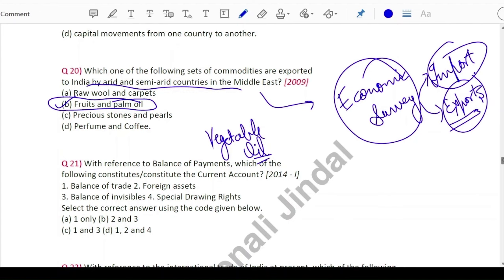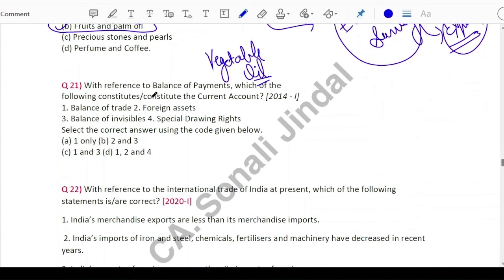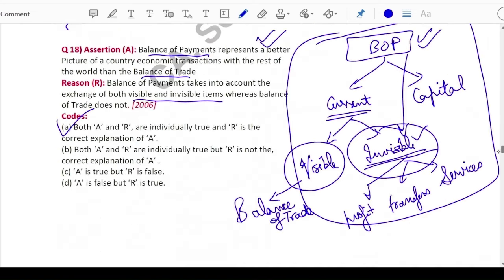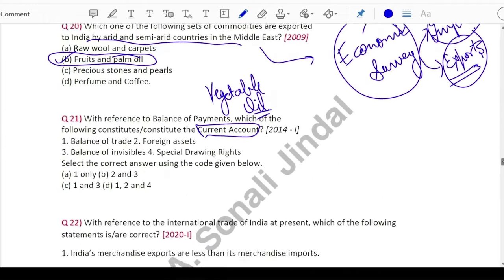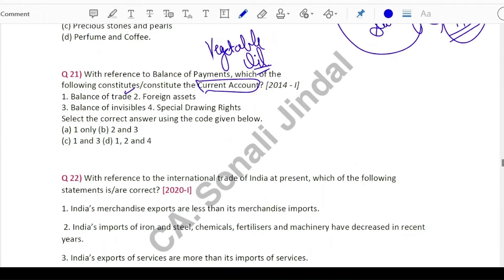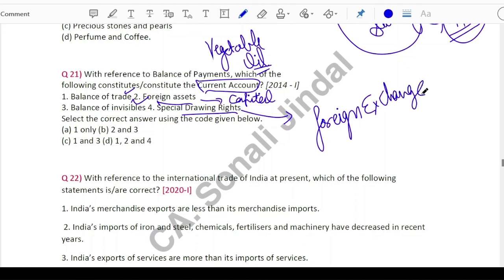With reference to the balance of payment, which constitute the current account. Here we have revised. In current account, these are further divided into visible and invisible goods. So balance of trade, that is visible and invisible. Foreign assets, it's a capital account transaction. SDR is a foreign exchange reserve. This is also a capital account transaction. So answer is 1 and 3.